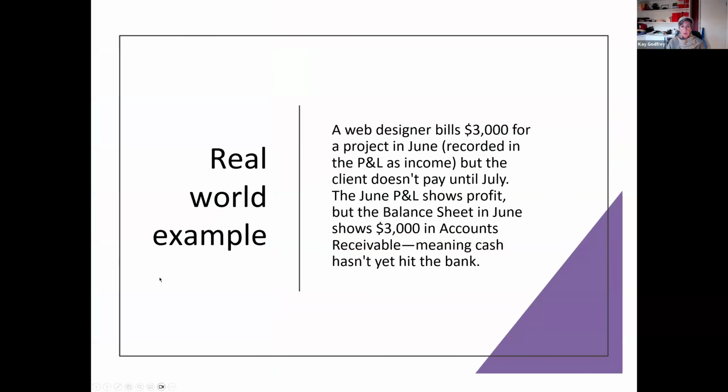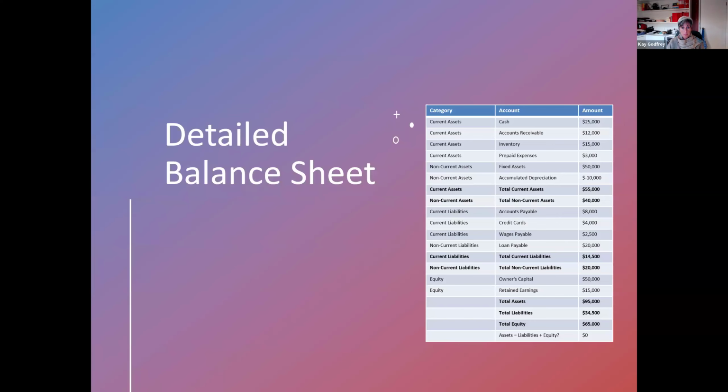An example: a web designer bills $3,000 for a project in June, which is recorded in the profit and loss as income, but the client doesn't pay until July. The June profit and loss shows profit, but the balance sheet in June shows $3,000 in accounts receivable, meaning the cash hasn't yet hit the bank.